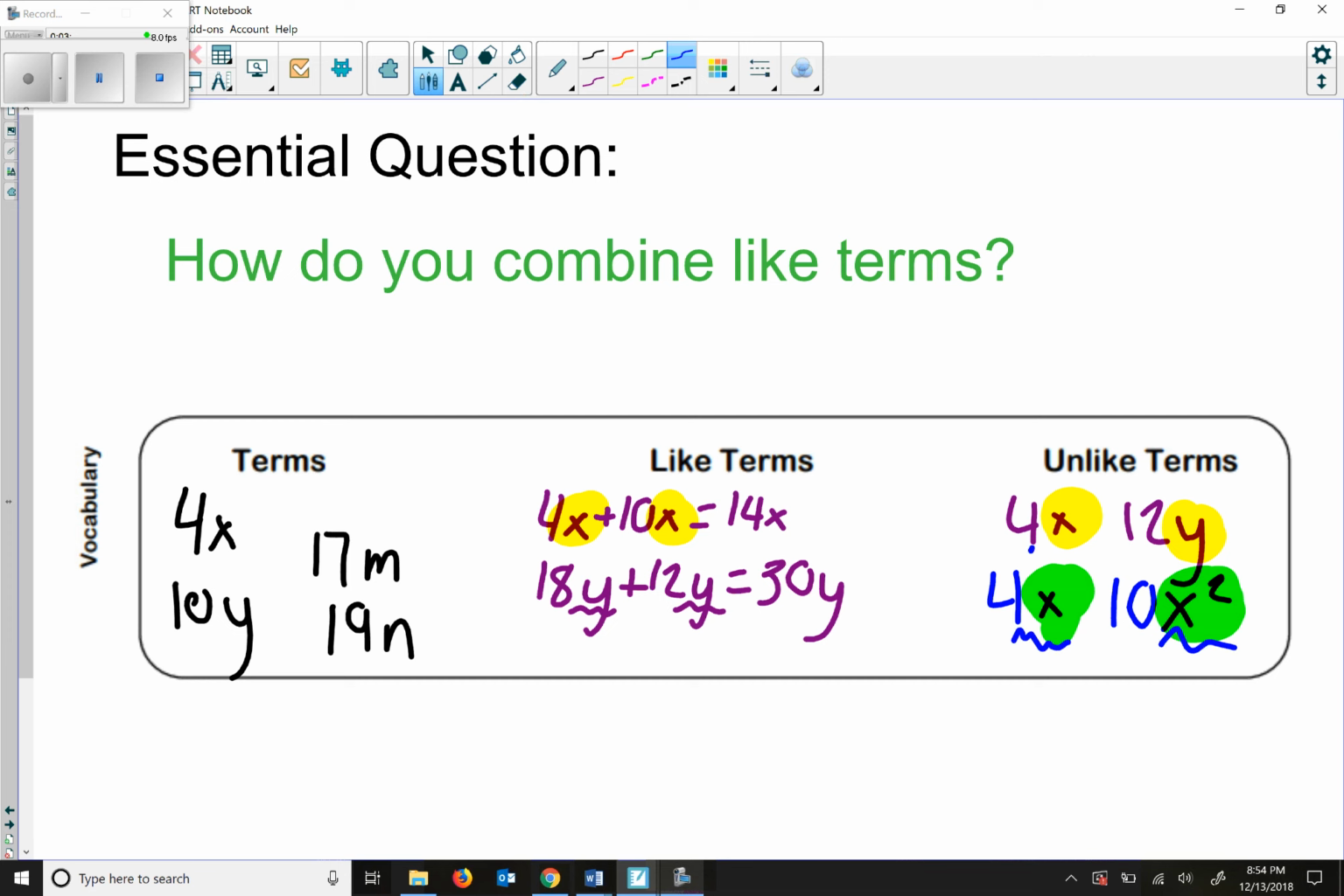x squared, x, y, they basically need to be the exact same letter or both numbers in order to be like terms. So I'm going to go back to the like terms. 5 and 6 are like terms because they don't have any variables with them. We can add 5 and 6 together to get 11.